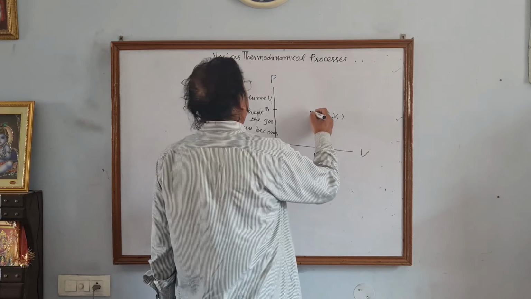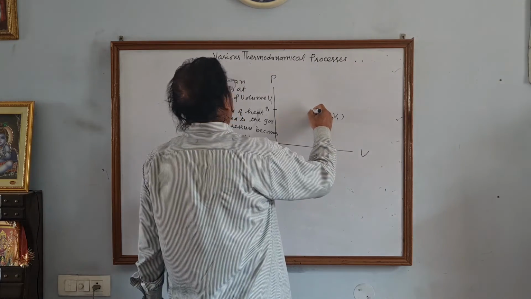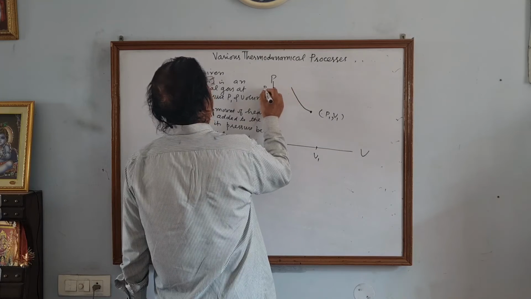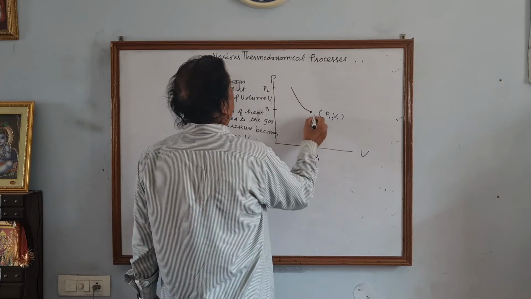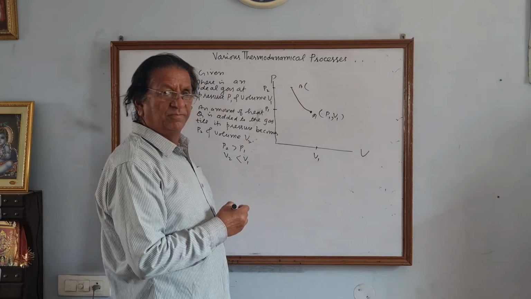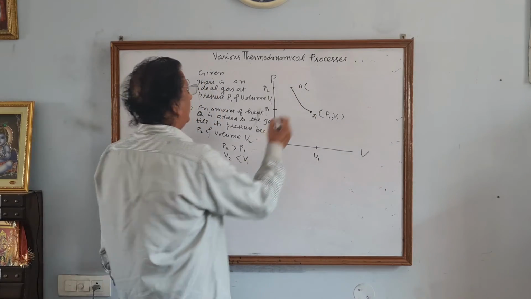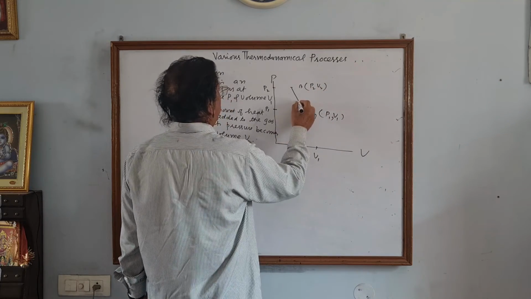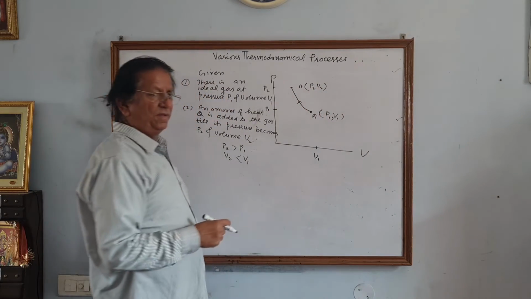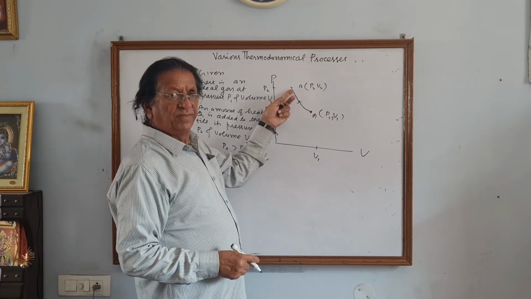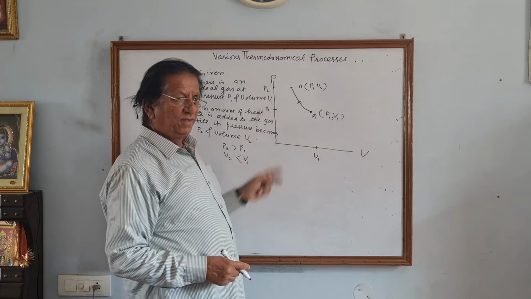So you can show this on the graph like this. Let us say if this corresponds to the point P2, this is A and this becomes B. Coordinates are P2, V2. The system has gone from state A to state B. There is a decrease in volume, increase in pressure.